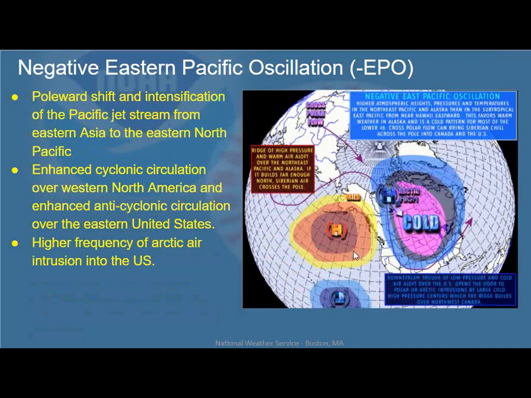And on the flip side, in the negative EPO, you have a semi-permanent high pressure off the west coast of the United States. And this leads to the bulging of the jet stream. And so this favors a deeper trough over much of the eastern US and allows the colder air to come in from Canada.